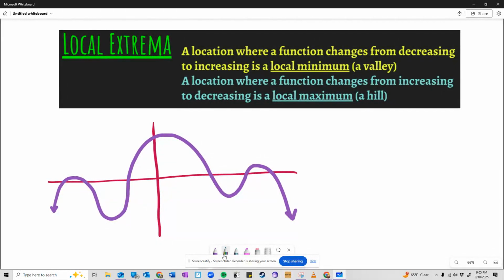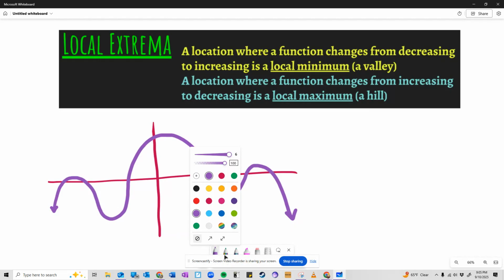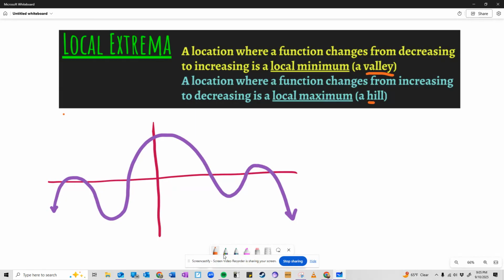Hey guys, I got some feedback today that the stuff about local extrema was pretty confusing, and looking at the slides I can understand why, so I just wanted to take you through that. A local extrema is basically all the hills and valleys that a polynomial has, and a valley we're going to call a local minimum, and a hill is a local maximum.